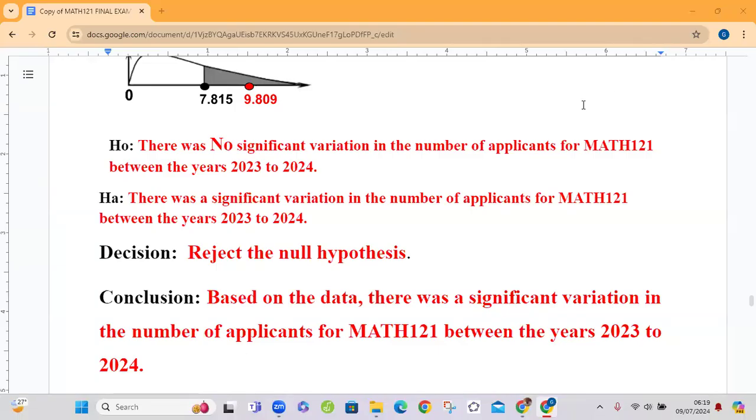As we can clearly see by now, we have rejected the null hypothesis because the test statistic is in the critical region. So here it is stated, reject the null hypothesis. And the conclusion is, based on the data, there was a significant variation in the number of applicants for Math 121 between the years 2023 to 2024. Because if the null hypothesis is rejected, the alternative hypothesis will be the conclusion. And here it is stated that there was a significant variation between the 2 years based on the data.